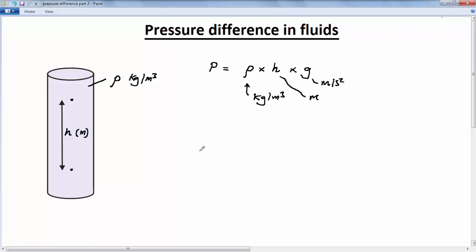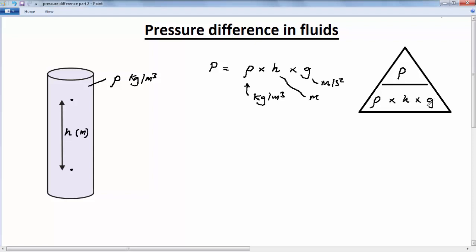Again, if you're a little bit ropey about manipulating these formulas, remember the calculation triangle. And in this case, we've got something is equal to something multiplied by something multiplied by something. This is one of the very few cases in the GCSE syllabus where you've got a formula where there are 4 variables rather than 3. But the principle is exactly the same. We're going to put the pressure up here, and then the rho times the height times g underneath. Now we'll come back to using this expression later on.